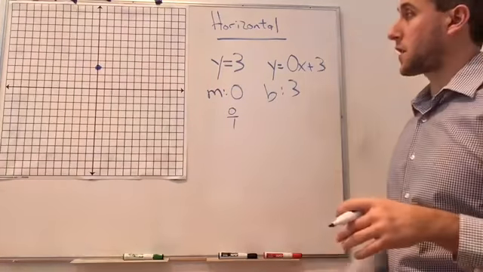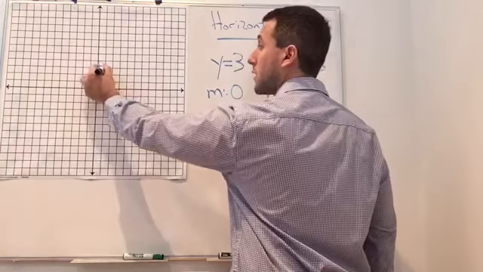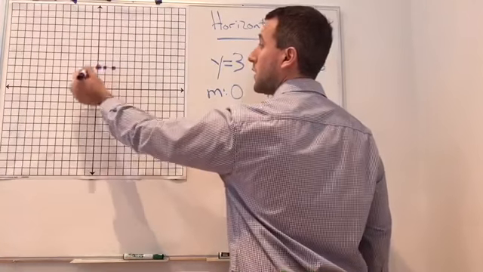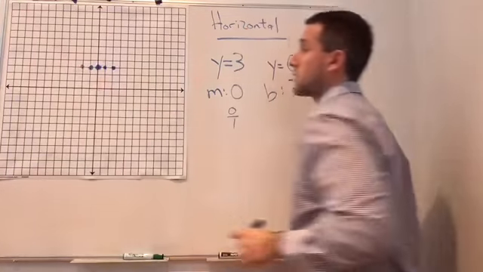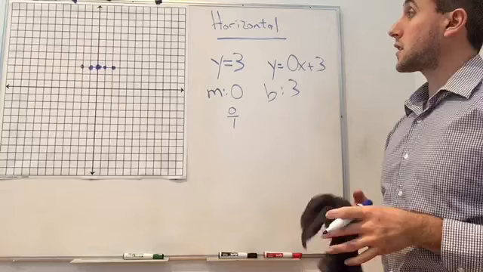We do that every time we have a whole number. So we rise 0 and we go over 1. We rise 0, we go over 1. We can do it the other way, right? You start to see a line that is horizontal forming.